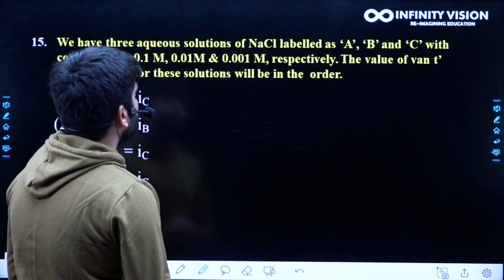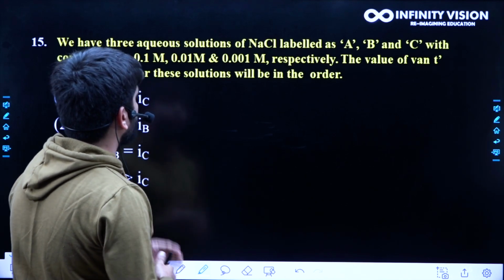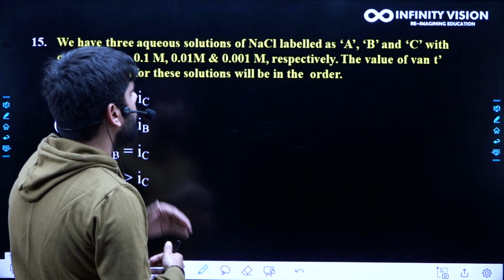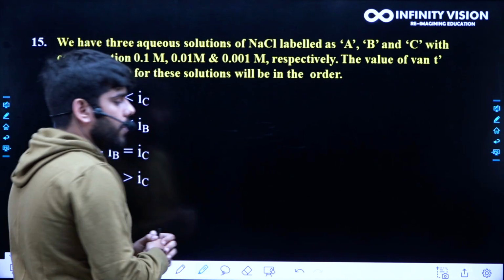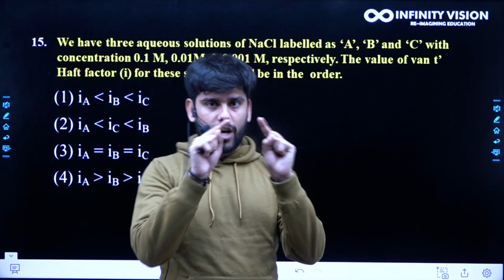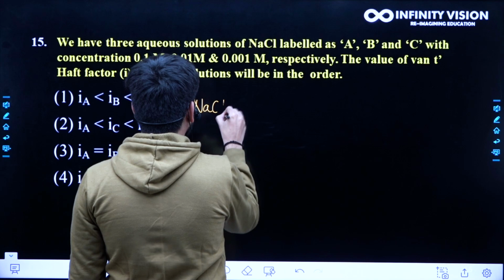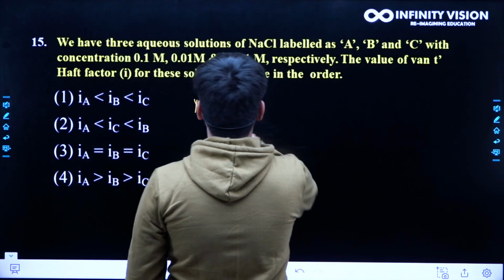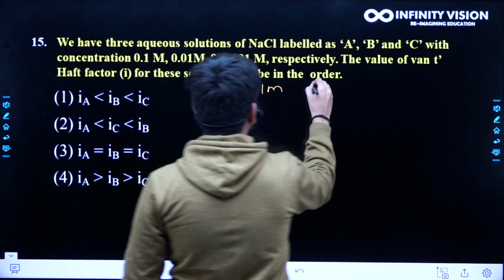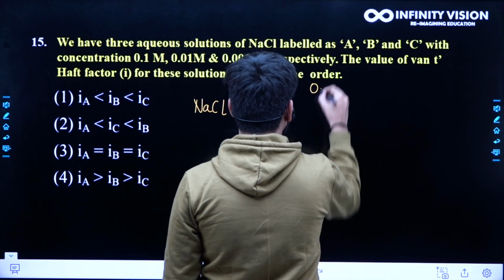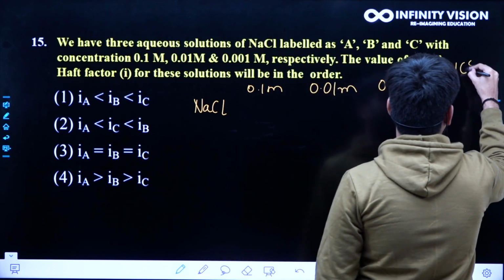We have three aqueous solutions of NaCl labeled as A, B, C with concentration 0.1 molar, 0.01 molar, and 0.001 molar respectively. The value of van't Hoff factor for these solutions will be in the order. Now, if you follow NCERT, there is a chart given in the solutions chapter, which clearly gives these values, that NaCl where the concentration is 0.1 m, 0.01 m, and 0.001 m. This is NCERT theory only.